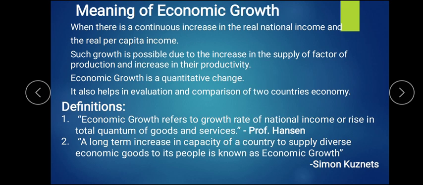This was given by Professor Hansen, but Simon Kuznets talks about a larger supply of production with diverse economic goods. Diverse economic goods means what? Different types of goods are made available to people, so that if people get different varieties of goods, they will purchase more and more, and you find demand for different products. So all this is about economic growth.